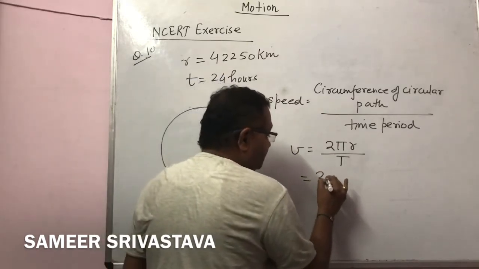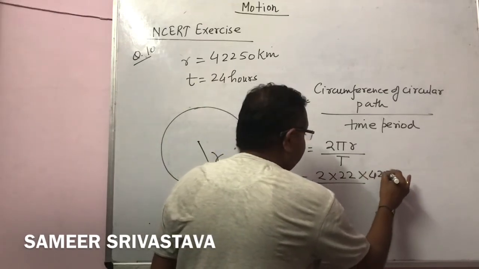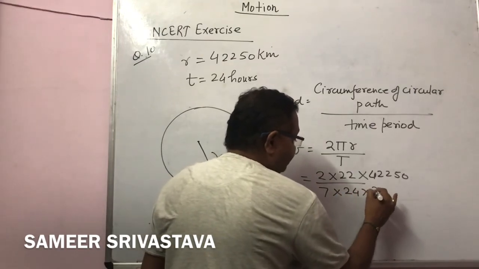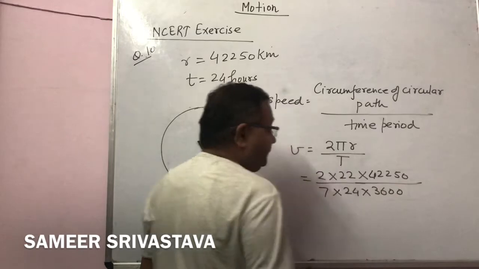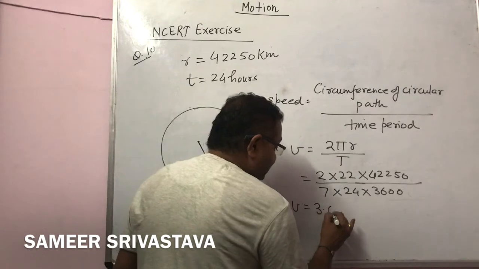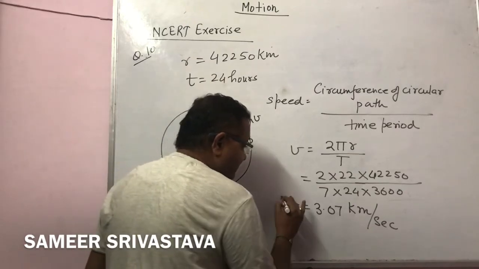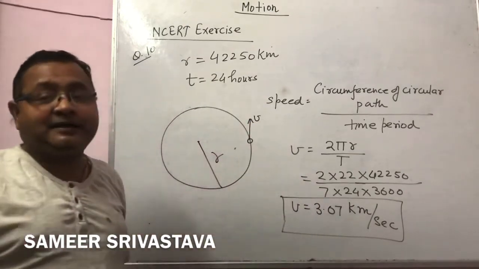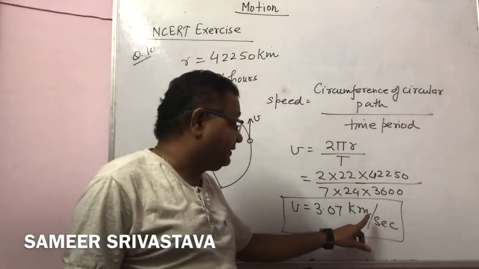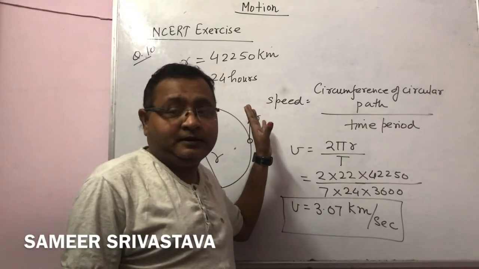Now put the values. 2 into 22 by 7 into r is given as 42250 multiplied by time is given as 24 hours. If we convert it into a second, multiplied by 3600. Now after solving this value, you get the result 3.07 kilometer per second. This is a speed of that artificial satellite, 3.07 kilometer per second. Hope you understand how to solve the exercise in this chapter.